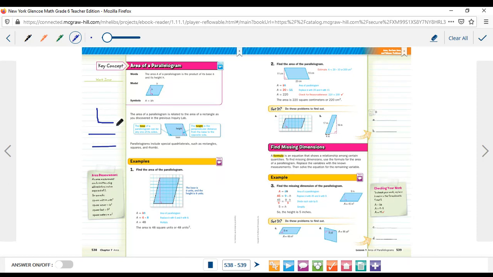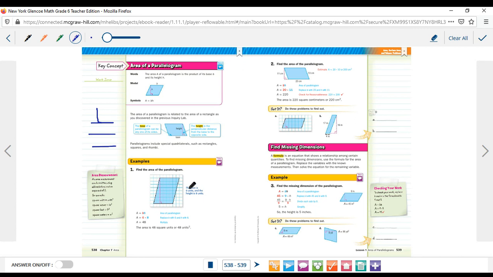So you have to remember the difference between the words. Perpendicular lines do intersect with each other. Parallel lines do not intersect. So this would be the height. Base could either be this part or this part, top or bottom.